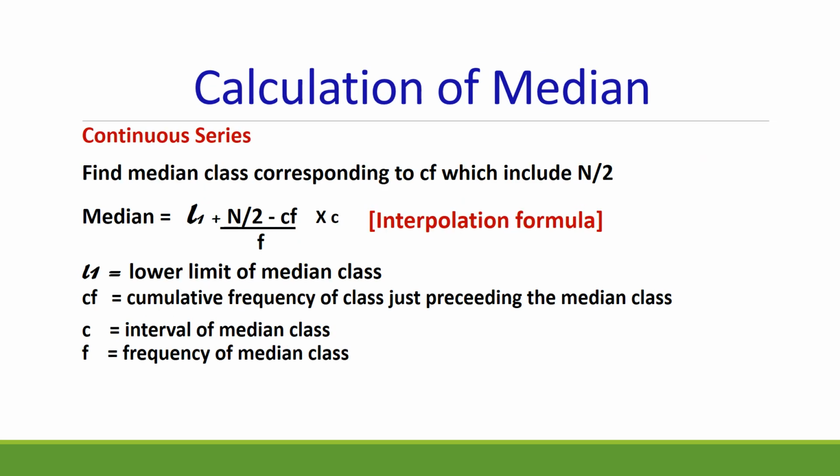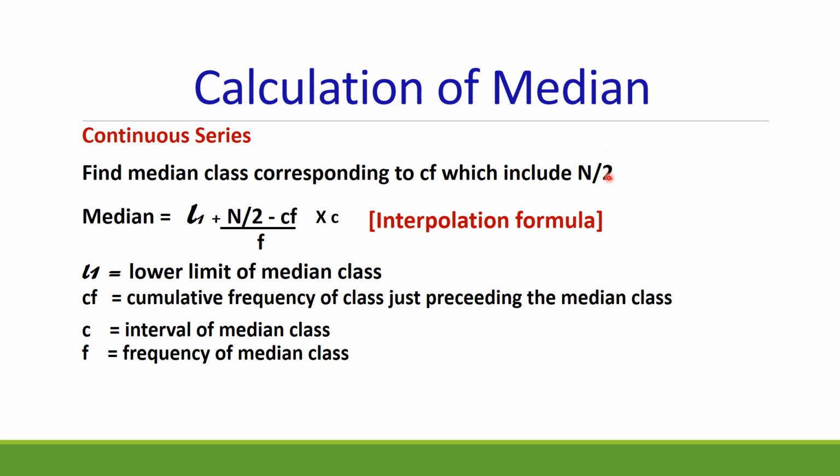Now we have to see how the median is calculated in continuous series. First of all, we have to find the median class corresponding to the cumulative frequency, which includes n by 2. So the formula size of n by 2th item has to be applied first. In the individual series and the discrete series, we were applying the formula size of n plus 1 by 2th item. But here, to find the median class, instead of n plus 1 by 2th item, we are only finding size of n by 2th item.